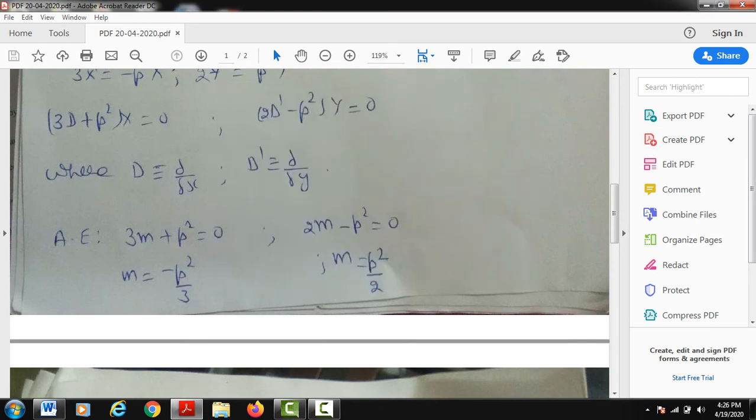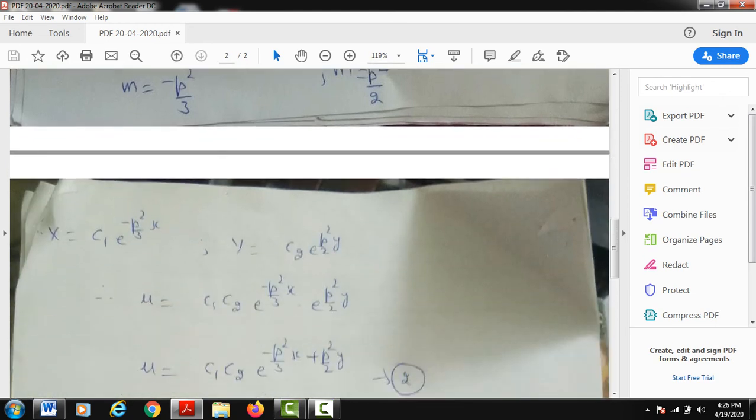Okay. So if I solve it, I am getting the values of m: m = -p²/3 and here m = p²/2. So these values are real. Actually there is only one value for each, so we can't say they are different, but they are real values. So the solution for X is given by c1 e^(-p²x/3) and capital Y is c2 e^(p²y/2), where c1 and c2 are constants.